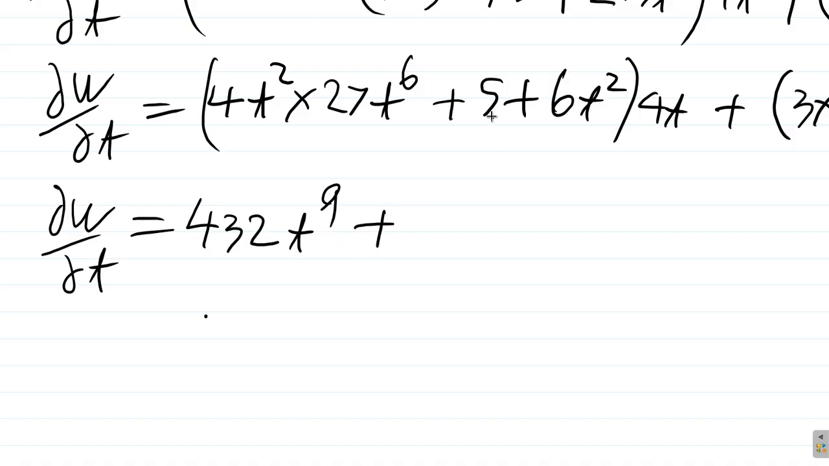plus the 5 by 4 is 20t plus 6 4s, 24, t to the 2 and 1, 3, t to the 3. See that part?